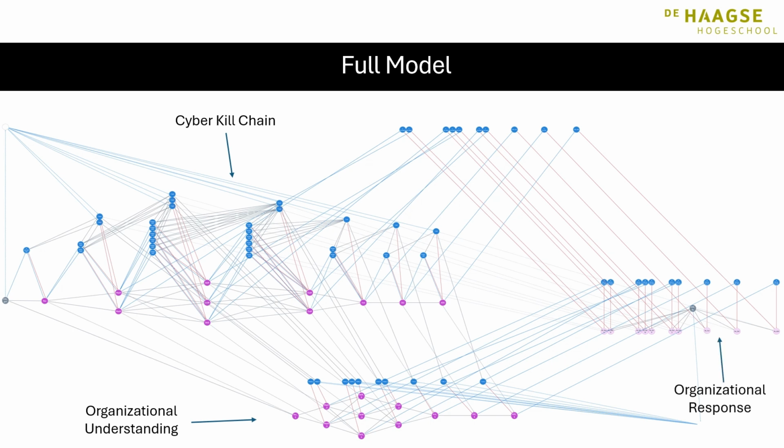This part of the model informs the next part, which is the organizational response, where the organization responds to the attack and tries to suppress it based on their correct understanding of the attack. And lastly, we have the organizational controls, which are just meant to prevent the organization from overreacting. In the next slides, we will look into each of these parts in detail.